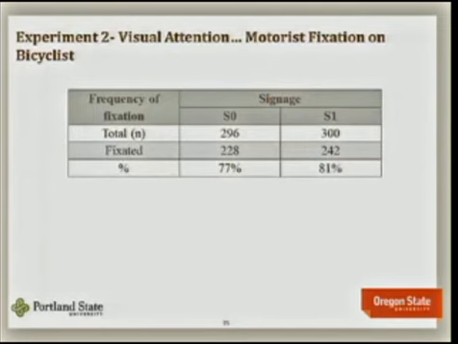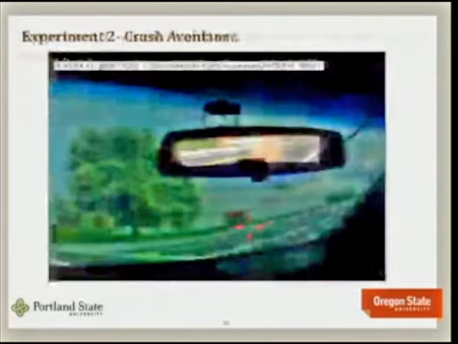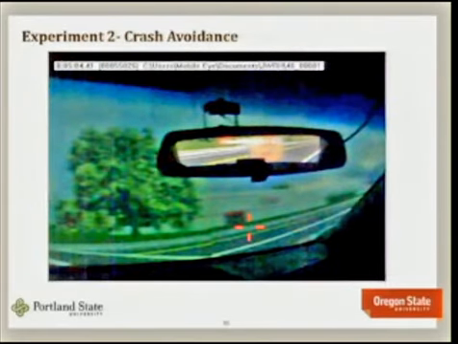A second element of visual attention that we considered was the frequency of fixations. So how many times did you, in fact, look at those objects? And we saw a 3% shift up in the presence of the sign of observations on the cyclist. When we think about crash avoidance, we came up with another potential measure of value. So we were curious as to the speeds that the vehicles were traveling when a collision or a near crash took place.